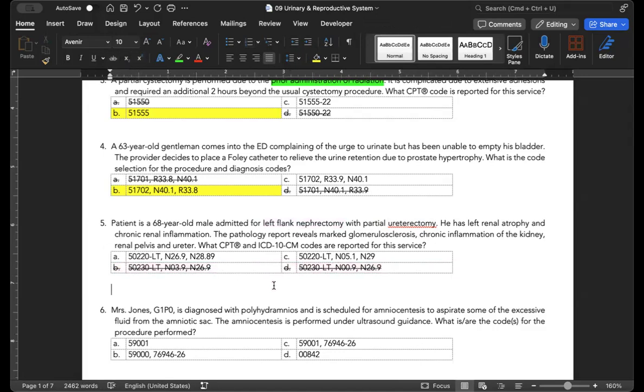Okay. So now the $1 million question is, what are our ICD-10 codes? So let's go look at N26.9. N26.9 is renal sclerosis, unspecified.